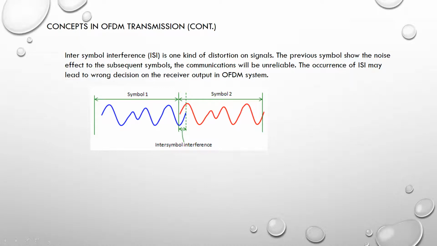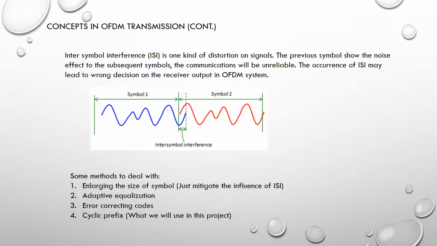Inter-symbol interference is one kind of distortion on signals. The previous symbol shows the noise effect on the subsequent symbols, so the communication will not be reliable. The occurrence of ISI may lead to wrong decisions on the receiver output in an OFDM system.